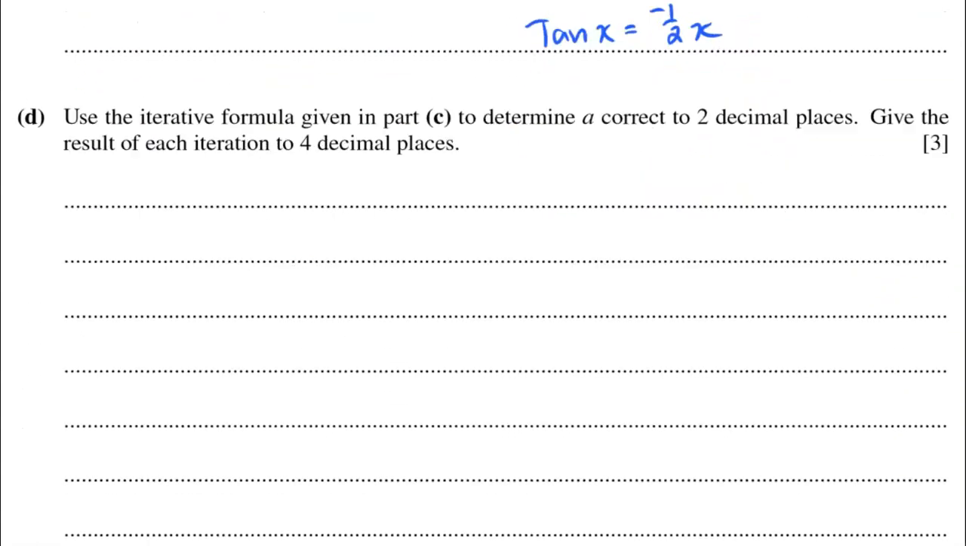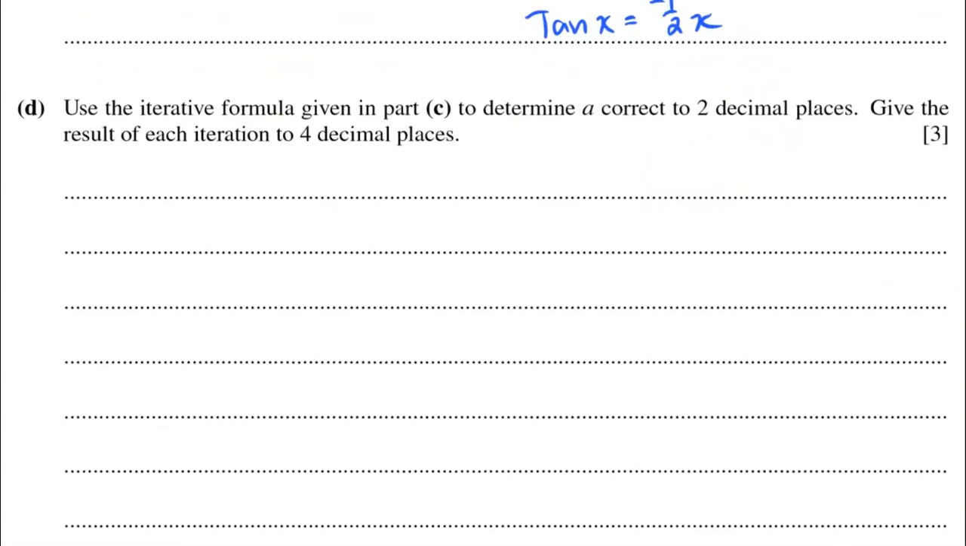Okay, on to part D. Use the iterative formula given in C to determine A correct to 2 decimal places. Give the result of each iteration to 4 decimal places. Right, well, here's the formula given in part C. So the good news is, even if you don't work out part C, you should be able to get part D by just using the formula.